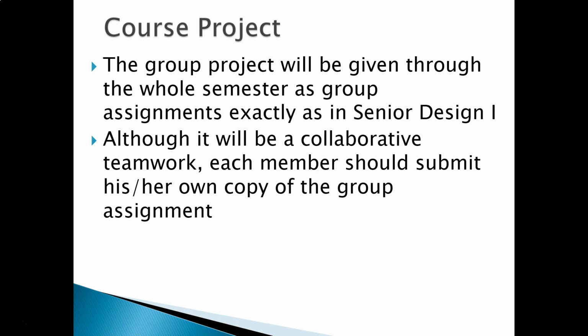The group project will be broken into 3 project assignments as we did in Senior Design 1. Although you will be working together to produce the same project report, each member of the team will submit his or her own copy of the project assignment. Remember to follow the work breakdown structure that you developed during the last semester.